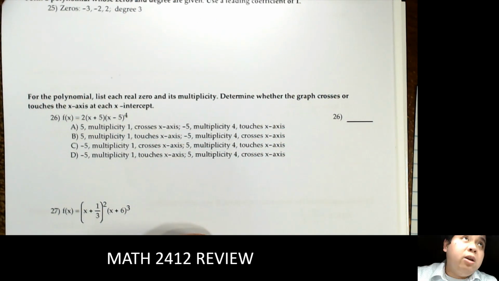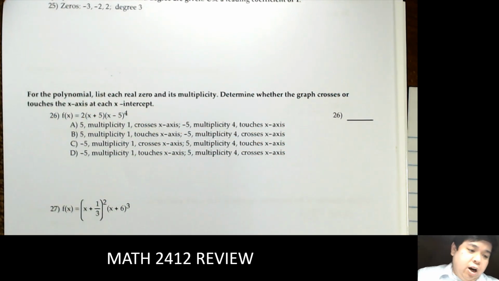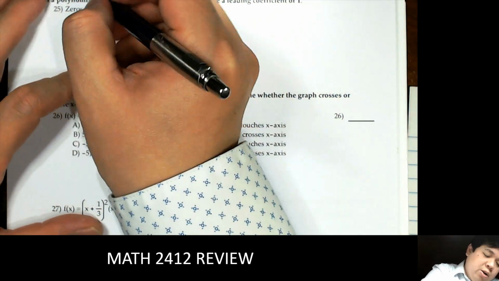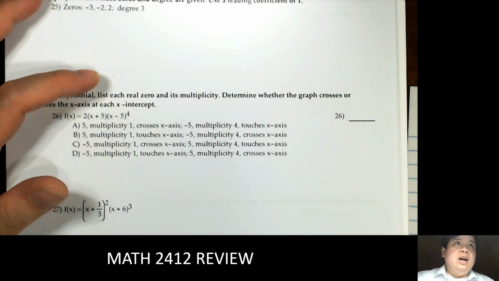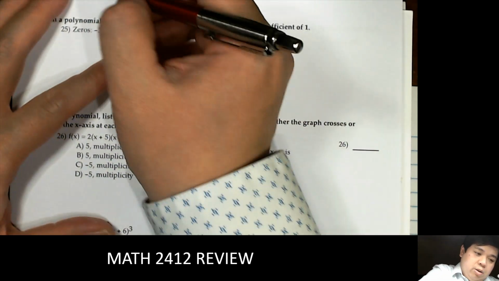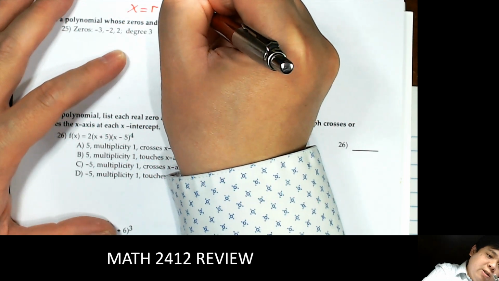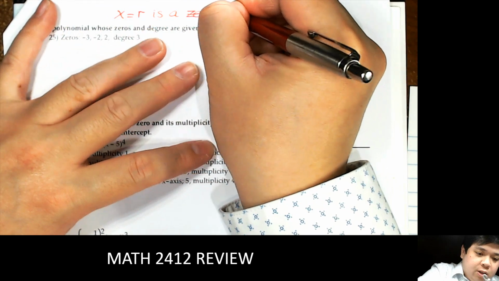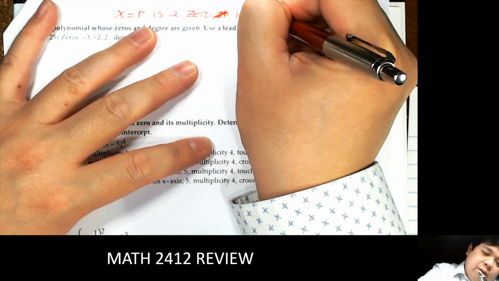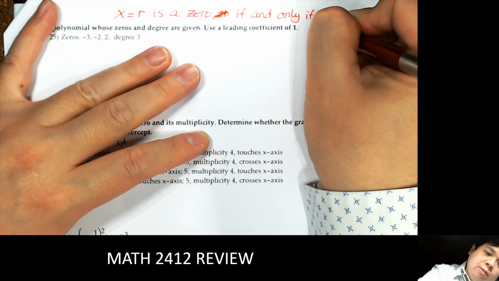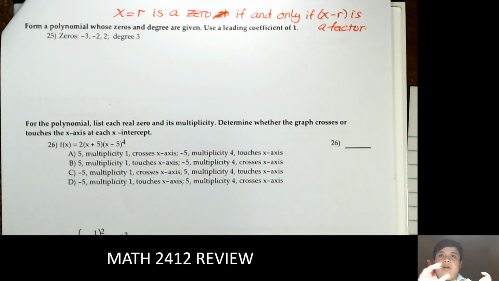Next we have polynomials. Form the polynomials, the zeros and degree are given. Use the leading coefficient of 1. Right, so we have the zeros are those. Let me write that important theorem again. The theorem: x equal to r is a zero if and only if x minus r is a factor. If and only if means a statement where we can go from one to another and then from another go back. So it goes both ways.